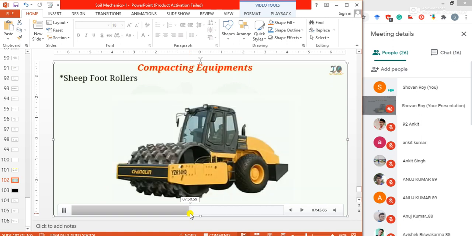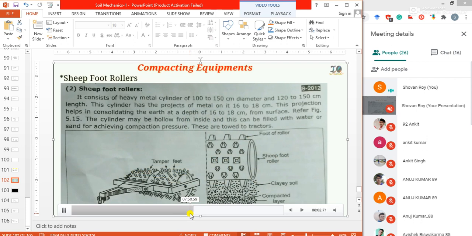This is the sheep foot roller. Just now, just see the types. The advantages and disadvantages I will discuss.